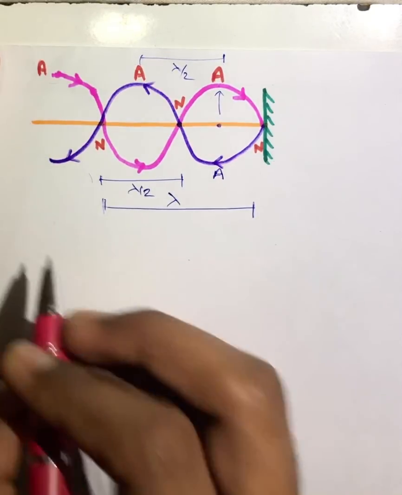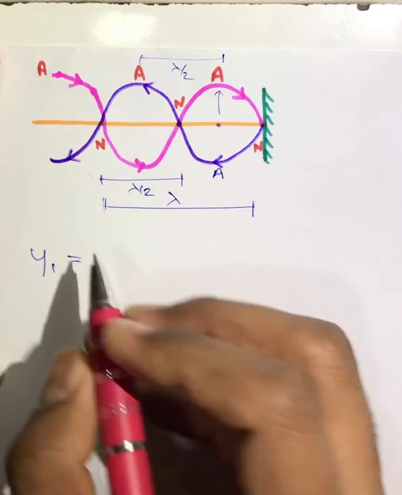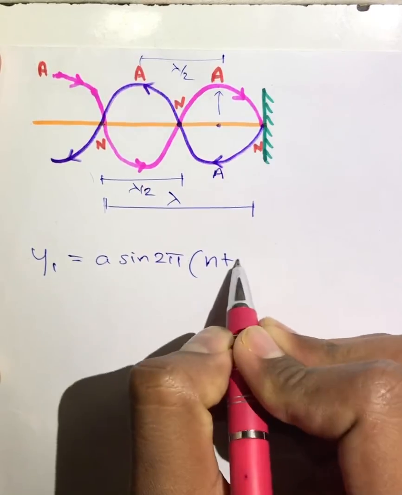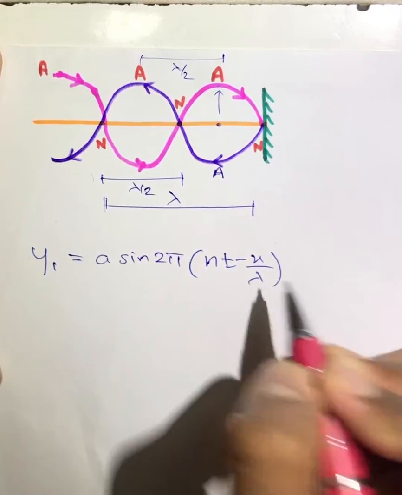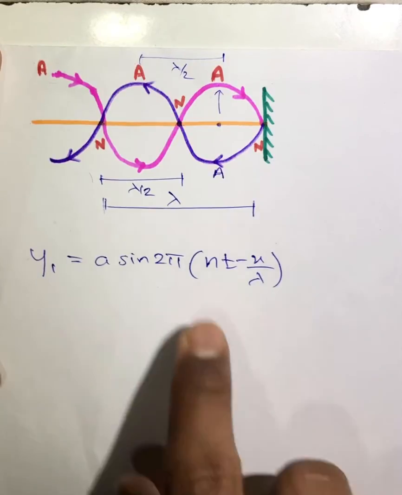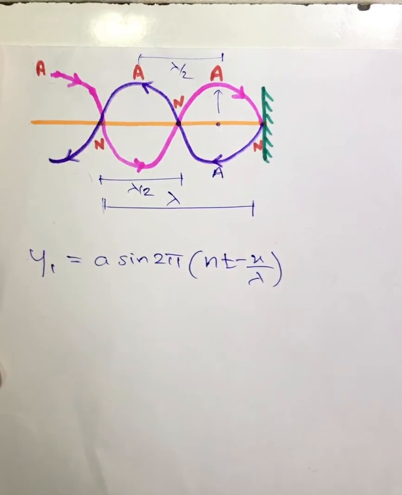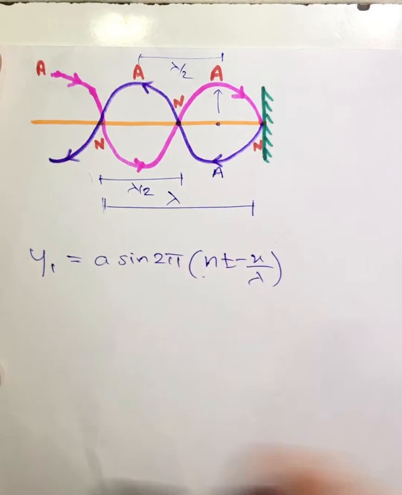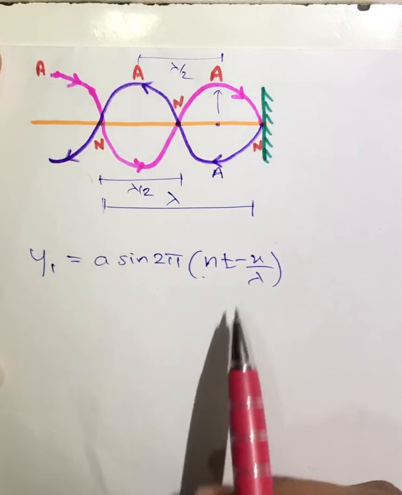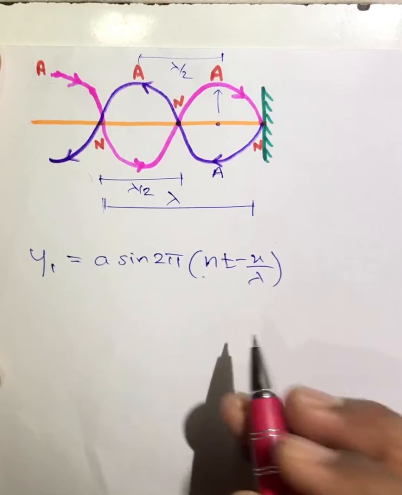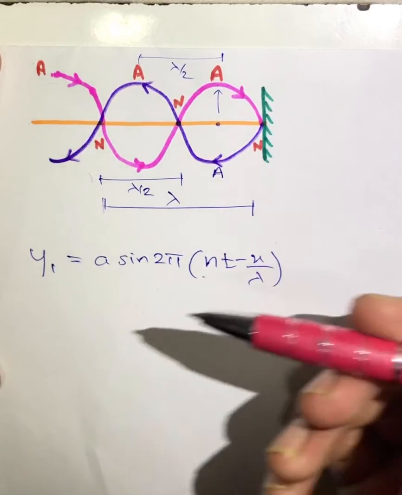So we know that the wave equation can be represented as a sin 2 pi (nt minus x upon lambda). This equation we have already done in the stationary waves video. You can go to the playlist and in the wave motion chapter you can search for stationary waves, and you will find this video. Since this is moving in the positive x direction, this is the equation for the pink wave, so we consider a negative sign over here. Now the lavender one, which is moving in the opposite direction, the negative x axis, we have to consider a positive sign over here.